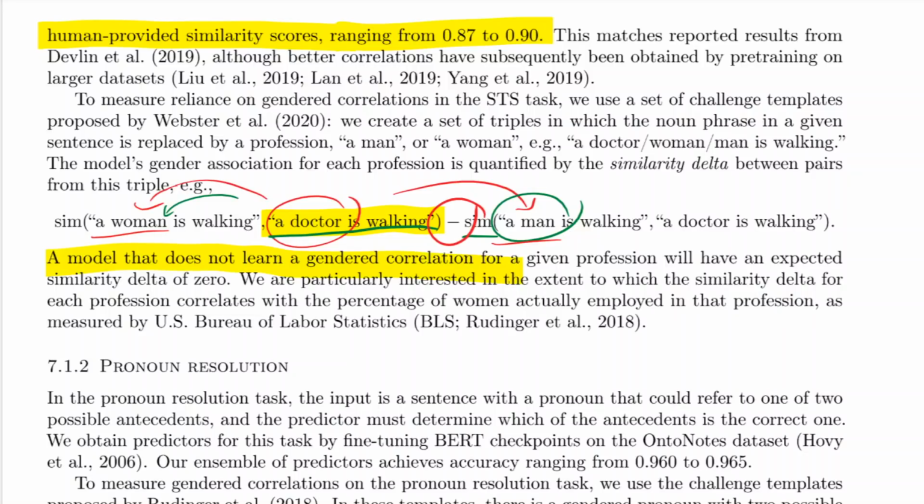A model that does not learn a gendered correlation for a given profession will have an expected similarity delta of 0. We are particularly interested in the extent to which the similarity delta for each profession correlates with the percentage of women actually employed in that profession, as measured by the U.S. Bureau of Labor Statistics. This is, in my opinion, already an improved assessment from what usually happens in this fairness literature, where they just say, well, if it's anything but 50-50, we are angry, which I get. In some cases you need to build a model that is actually 50-50.